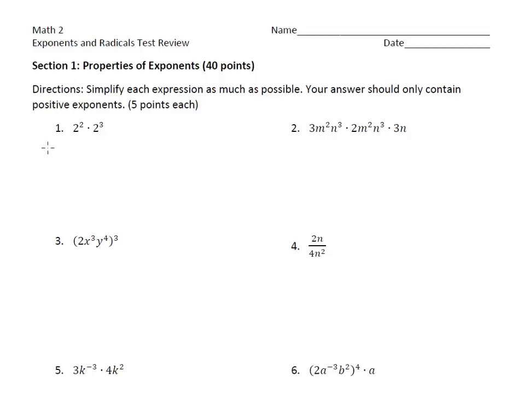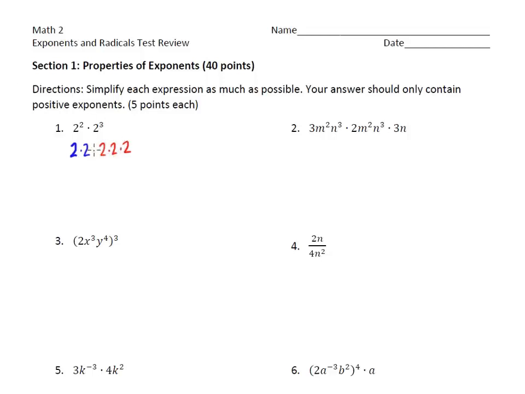So here we've got 2 squared times 2 to the 3rd. There are some tricks, some properties that you can use. Sometimes it's just easier to expand stuff out though to see how it works. So 2 squared is the same thing as 2 times 2. And 2 to the 3rd is the same thing as 2 times 2 times 2, right? 2 times itself 3 times.